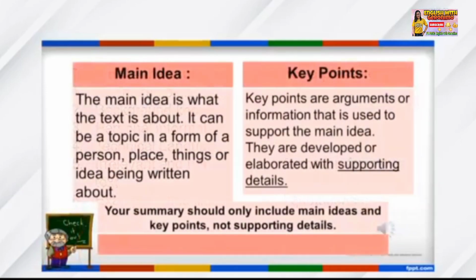As I've said, your summary should include only the main ideas and key points and should not include supporting details. The main idea is what the text is about, while key points are arguments or information that is used to support the main idea. Key points may be developed or elaborated with supporting details. These are information that explain, define, or prove the main idea. Remember that a summary contains only the major ideas and necessary information.